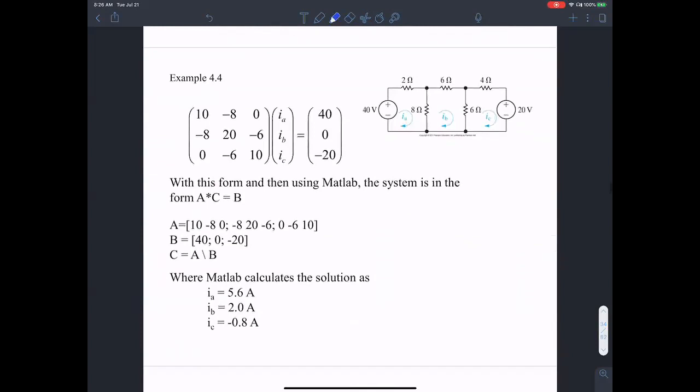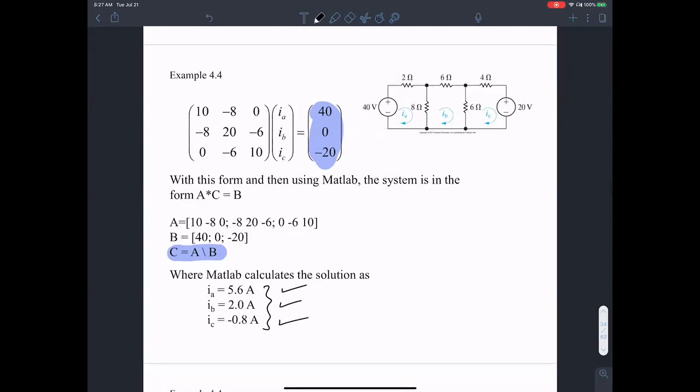When you plug it into MATLAB using these simple lines of code, okay, A is the matrix that you plug in. B is also the matrix that you plug in for this guy, okay? And then C is the unknown variable that you want to find out. C is A over B. MATLAB will throw out the values for IA, IB, and IC to be 5.6 amperes, 2 amperes, and negative 0.8 amperes. Okay, so that's how you would solve.